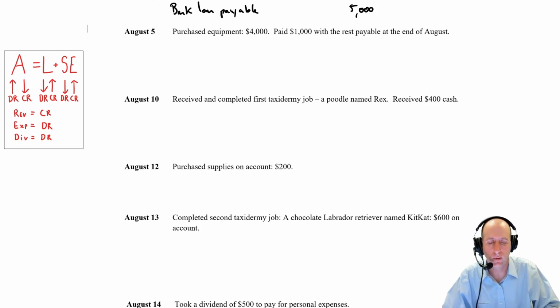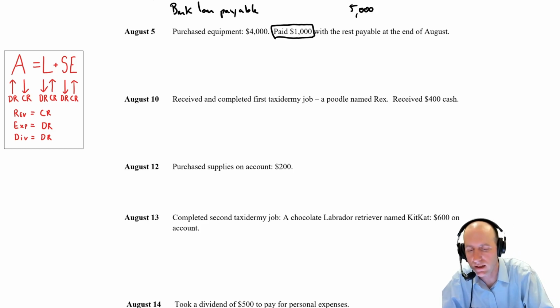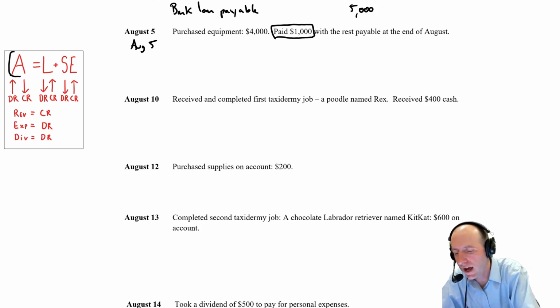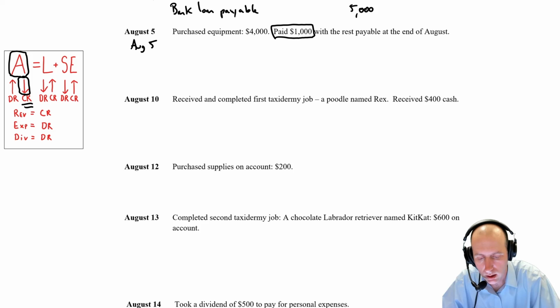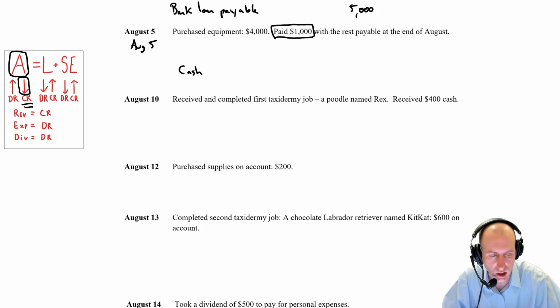Purchased equipment, $4,000. Paid $1,000 with the rest payable at the end of August. Okay, so we bought some equipment. We bought $4,000 worth of equipment. Cash did change hands, so let's deal with that. Paid $1,000. That's all I need to see. So I'm going to date this August 5th. We've got an asset that's cash, and it's decreasing, so therefore we'll credit cash. I'm leaving room for a debit because I know one is coming, but let's credit cash for $1,000.